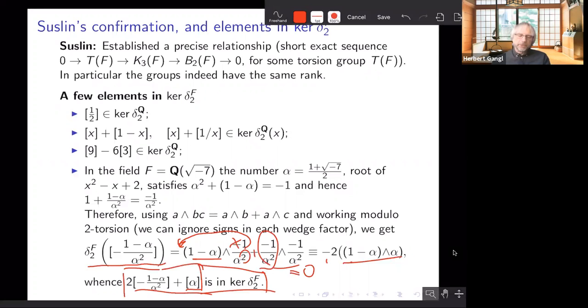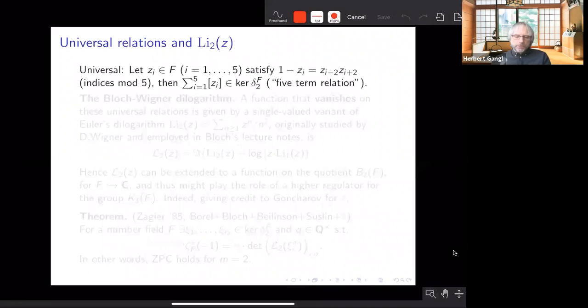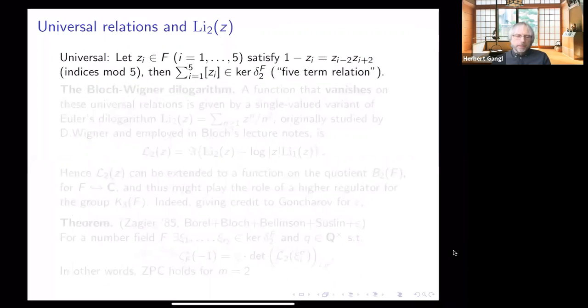And so you can see roughly how algebraic relations figure into a not uncomplicated way to write elements in the kernel. So let's look at universal relations, things that are true for all fields.